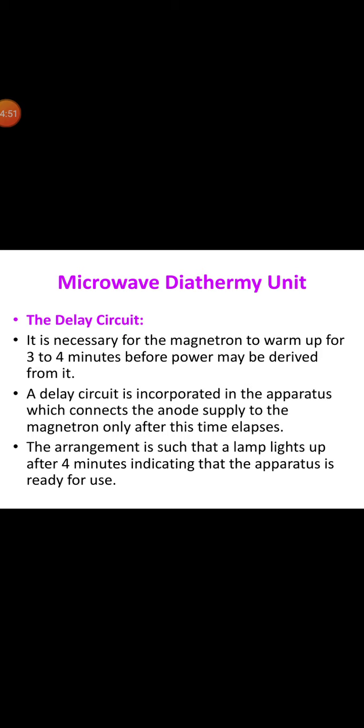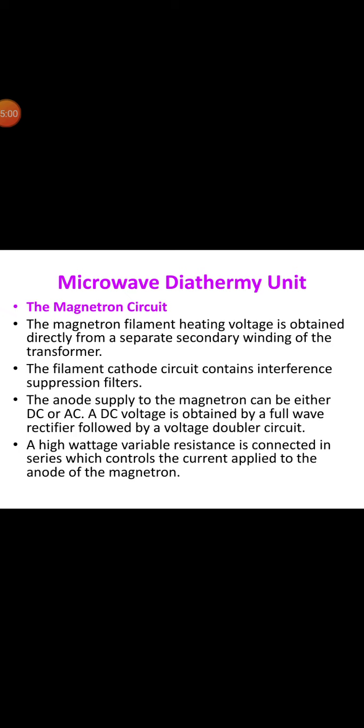The arrangement is such that the lamp lights after 4 minutes, indicating that the apparatus is ready for use. And now let us see the magnetron circuit. The magnetron filament heating voltage is obtained directly from a separate secondary winding of the transformer, and the filament cathode circuit contains the interference suppression filters.